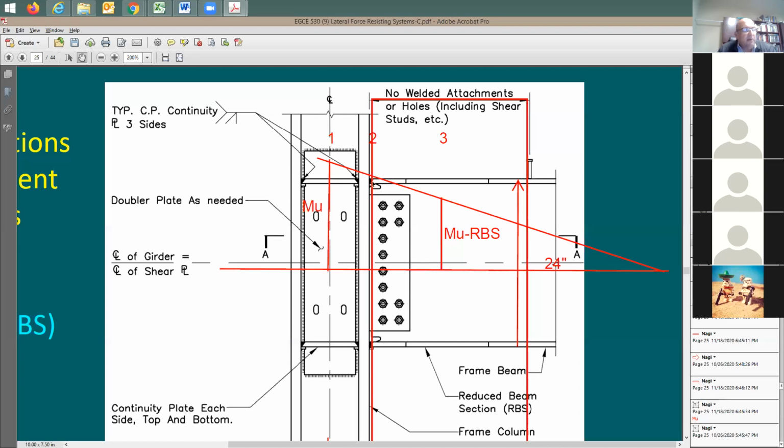Someone's going to say, how about the moment at the face? I'm going to say this moment at the face in reality will never happen. The only moment that may happen in analysis can be this moment here at the center of the RBS. This moment at the RBS is going to be the only moment that may be able to develop in the entire moment frame system.